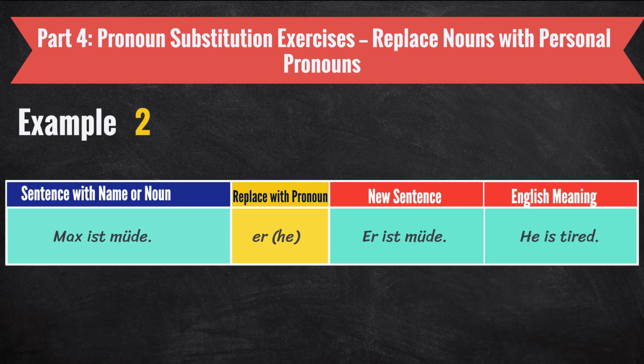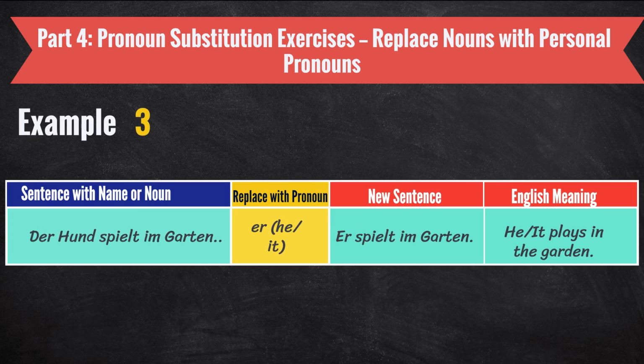Example 2. Max ist müde. Max is a man's name. We replace Max with the pronoun er, which means he. The sentence becomes Er ist müde. This means he is tired.